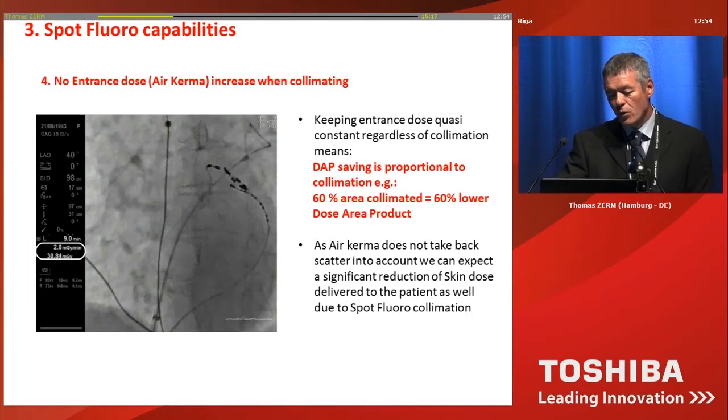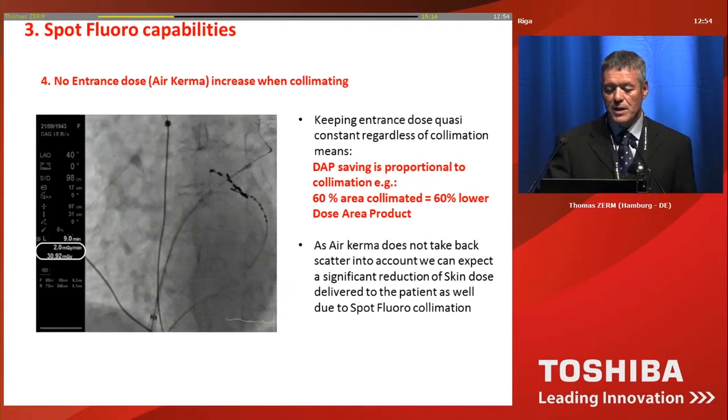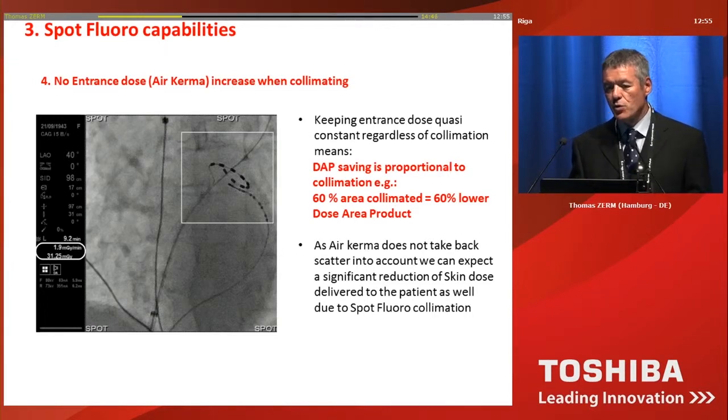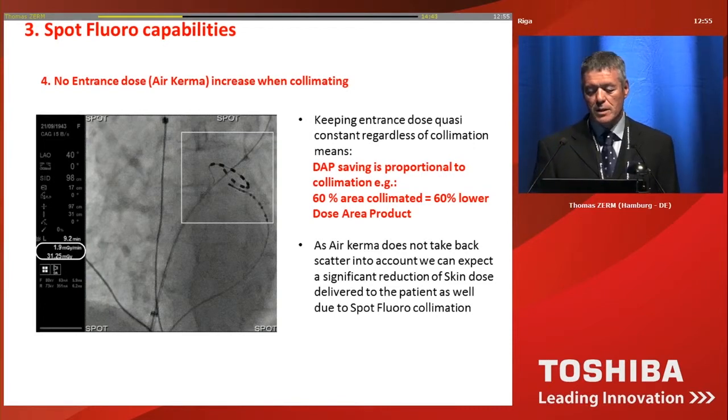One of the advantages of this technique is that there's no entrance dose increase when we collimate. The entrance dose is quasi-constant regardless of collimation, which means dose area product savings are proportional to the collimation: 60% of the area collimated means 60% lower dose area product. And as the air kerma does not take backscatter into account, we can expect a significant reduction of skin dose delivered to the patient as well due to the SpotFluoro collimation.